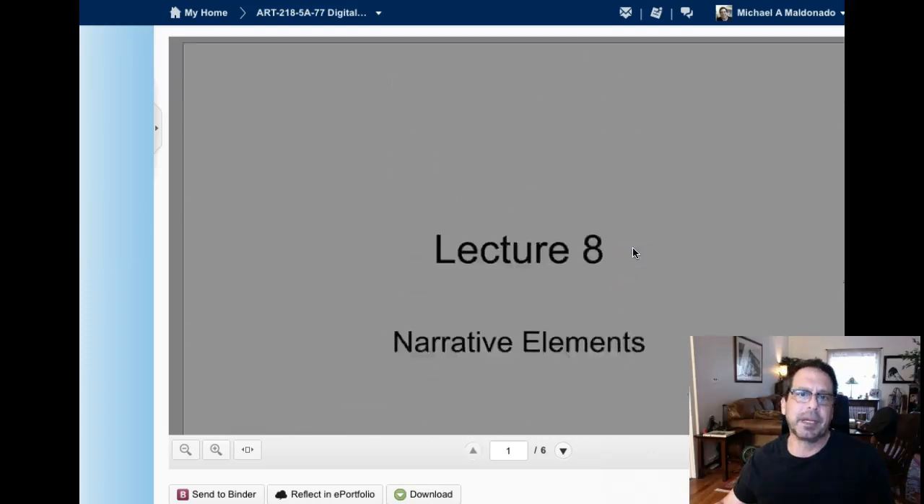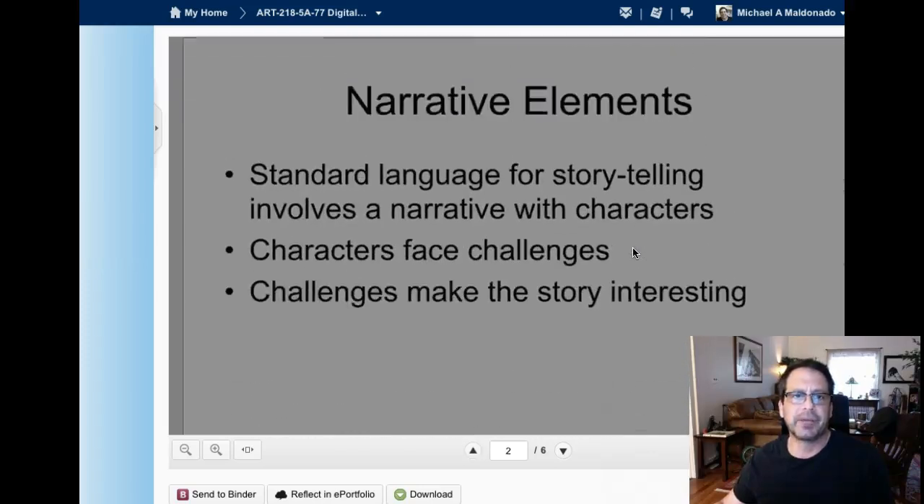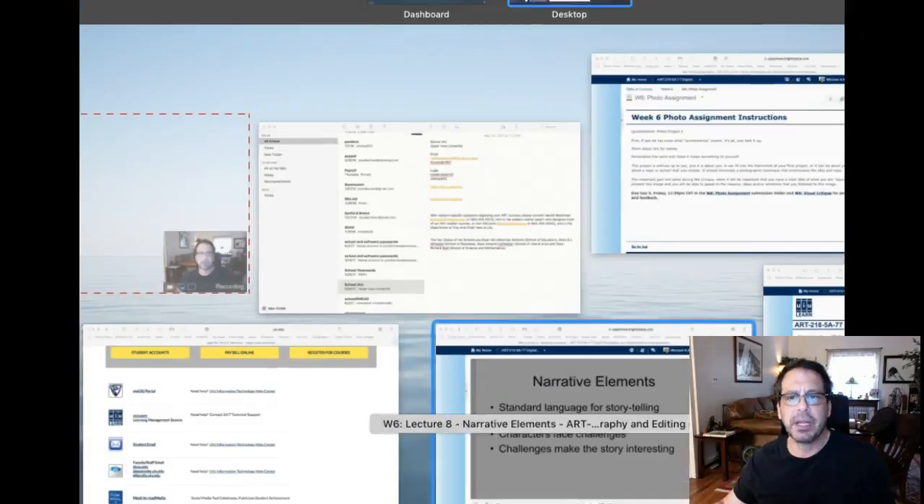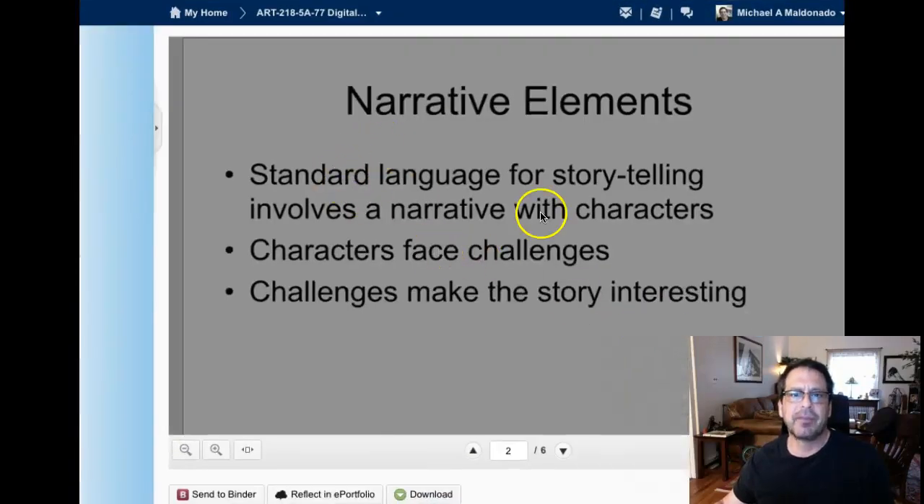This is the lecture for week 6, and this is our narrative elements. Standard language for storytelling involves a narrative with characters. We know that because we've been looking at stories since we were little kids, and stories have characters and they have narratives, which means there's a story. In every story, the main character faces some sort of challenge. Why? Because challenges make the story interesting.